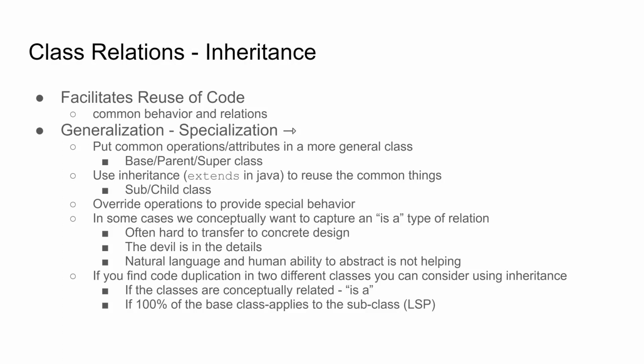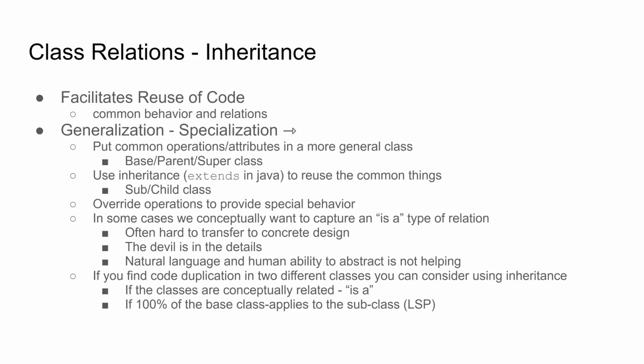There is a little bit of a warning here that it's often quite hard to transfer these into a concrete design. So if we find something that conceptually seems to be inheritance, it's sometimes hard to transfer it to the details of the code, because there are so many details to think about when implementing and coding, and it can be really hard. And we also have this tendency as humans to make things a little bit simpler than they actually are, and natural language reflects that. Sometimes we think that inheritance could be a good thing, but it really isn't.